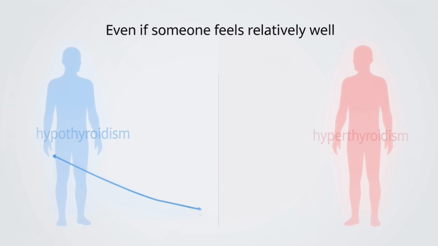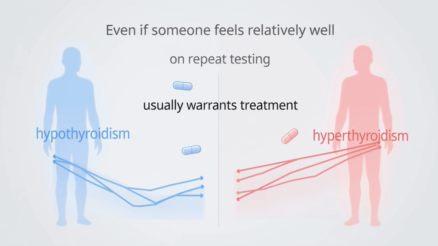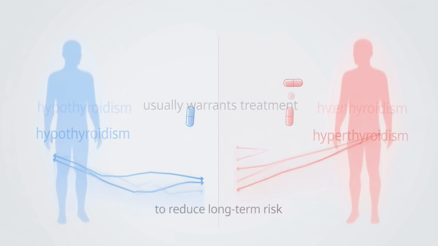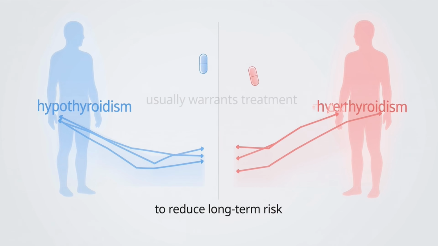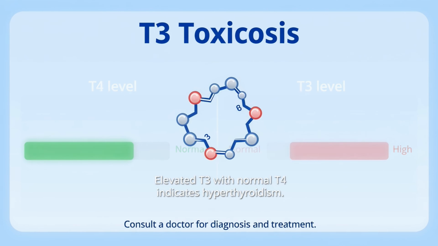If someone is feeling well, overt hyperthyroidism or hypothyroidism on repeat testing usually still warrants treatment just to avoid long-term risk. T3 is the active thyroid hormone, usually tested when we suspect hyperthyroidism. And if T4 is normal and T3 is high, then this is what we call T3 toxicosis. T3 is rarely the first marker we rely on, but it does help clarify overactivity.